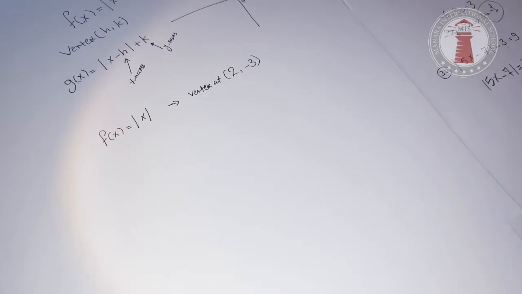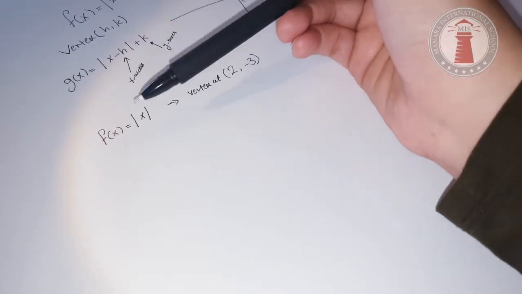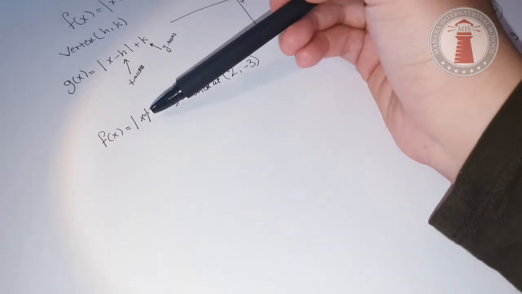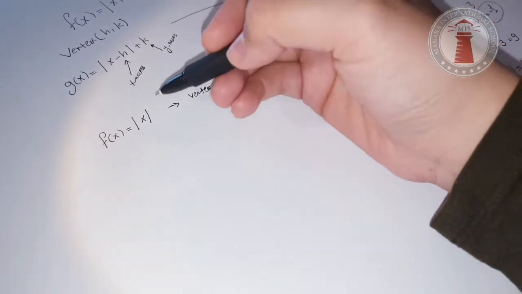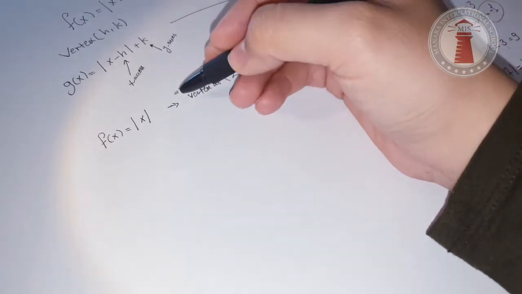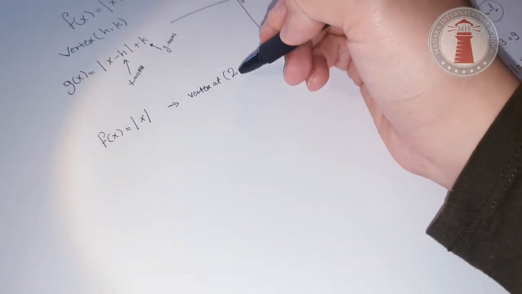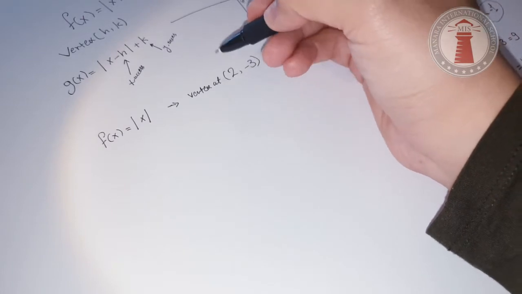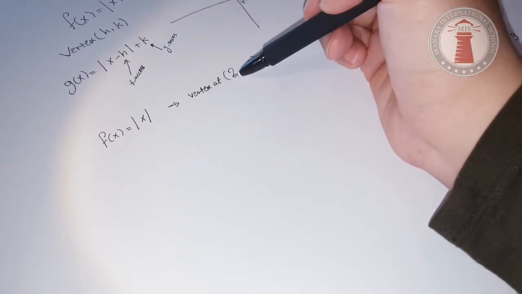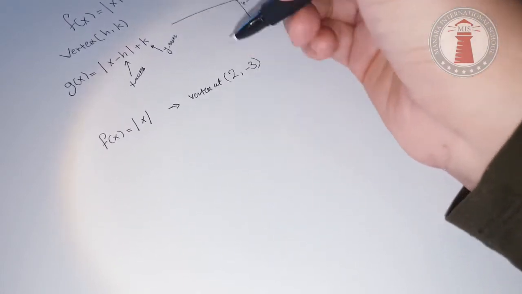Okay, so let's have this simple example for the transformation. If we said that f of x is equal to the absolute value of x, and we want to translate this so that the new vertex is at 2 and negative 3. Here we're just going to substitute the h and k with 2 and negative 3.